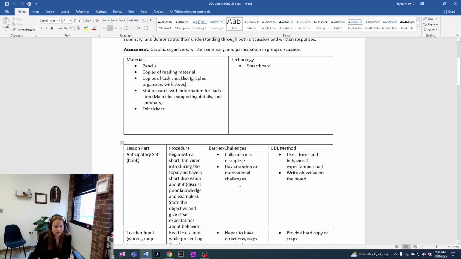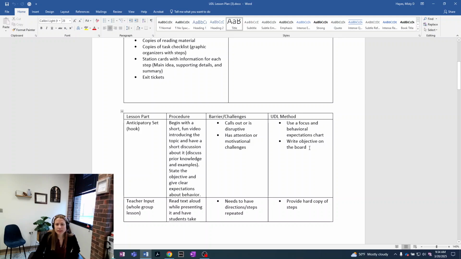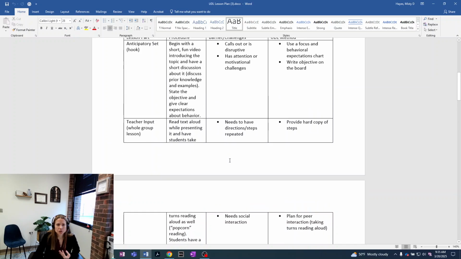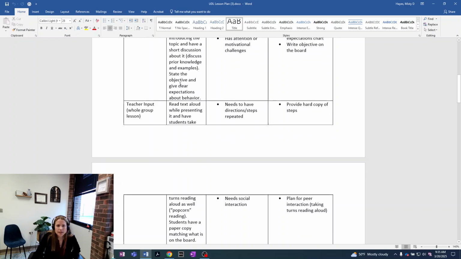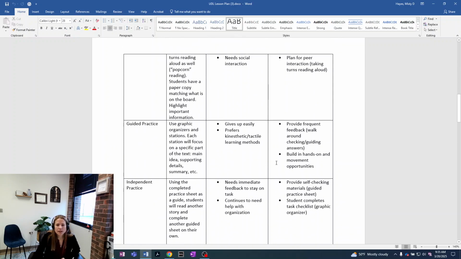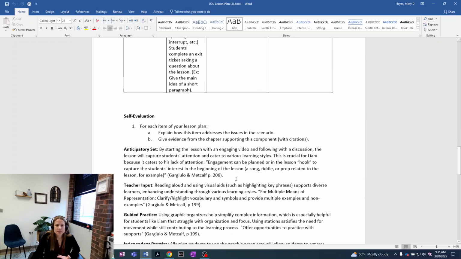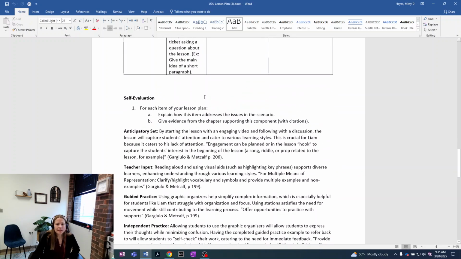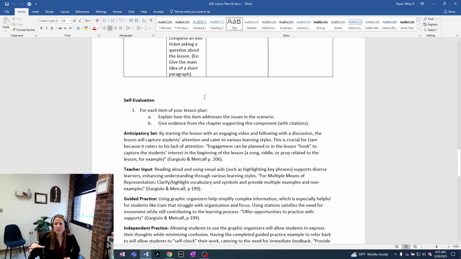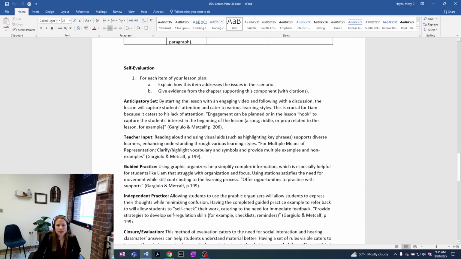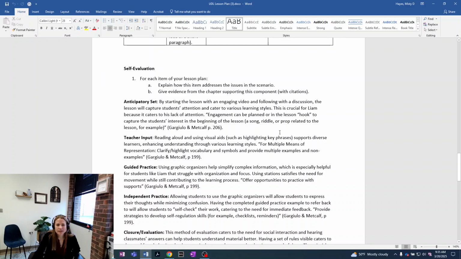When you do a UDL lesson plan, not only do you list your procedures, but you're listing those barriers and what methods specifically from UDL you are going to use and focus on in each of these parts of the lesson. Your hook, how you grab their attention at the beginning, your whole group lesson, your guided practice, your independent, and then closing, evaluation, and assessment, right? And then at the bottom, it can still be one. I don't feel that there's a need to do 2 separate documents. You could just put your self-evaluation underneath your lesson plan. Some people like to separate it. I'll let you decide. You could do it just like this, and it would be fine.